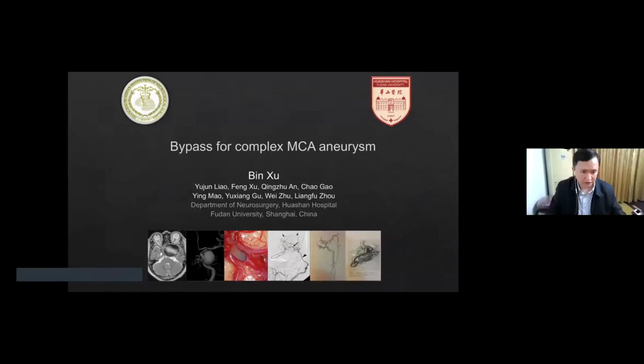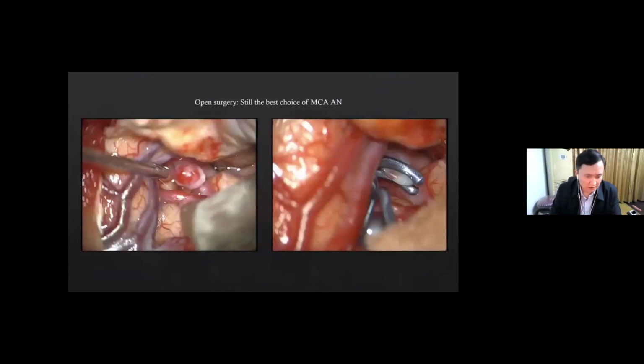So today my topic is bypass for complex MCA aneurysms. I come from Shanghai Huashan Hospital. For the MCA aneurysm, mostly we still use open surgery as the best choice, because for a simple MCA aneurysm like this, the clip can give a very good surgical result and almost no worry about recurrence.